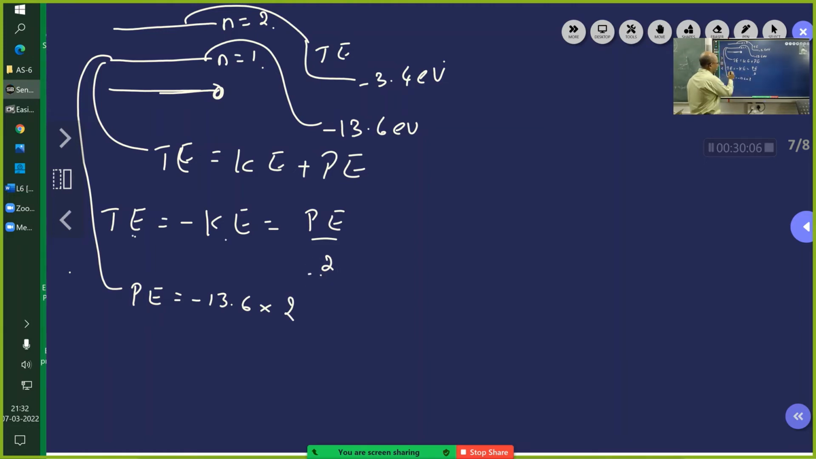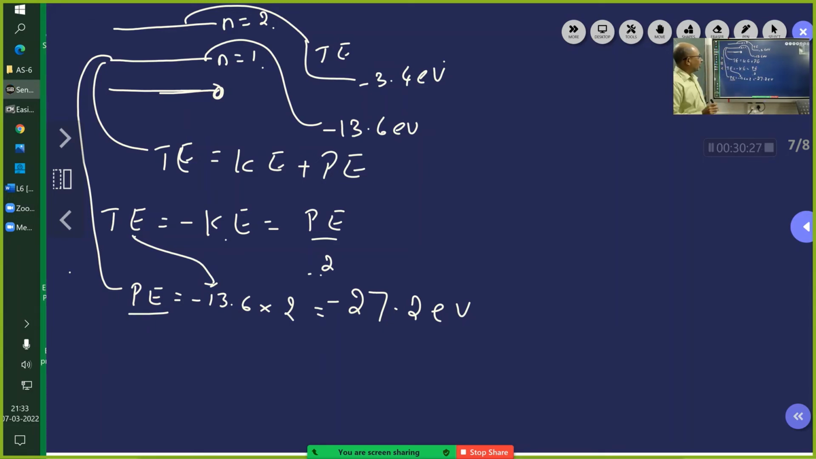See, the total energy is 13.6, no? Minus 13.6 into 2 is the total potential energy. So what will be this value? 2 6s are 12, 2 3s are 6 plus 1 is 7, 2 1s are 2. Minus 27.2 electron volts. What is this? This is the potential energy.